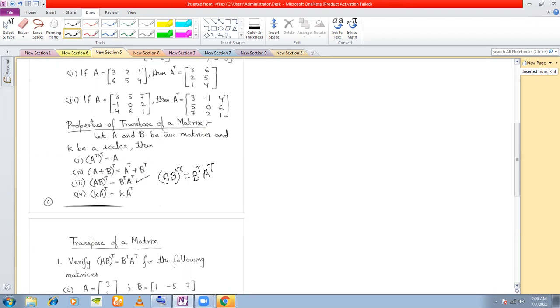Because matrix multiplication is not commutative, and this is actually a property of transpose. Okay, transpose is such a property that it reverses the order. We have defined transpose in such a manner that this order gets interchanged. Understood? So you just have to remember the property.